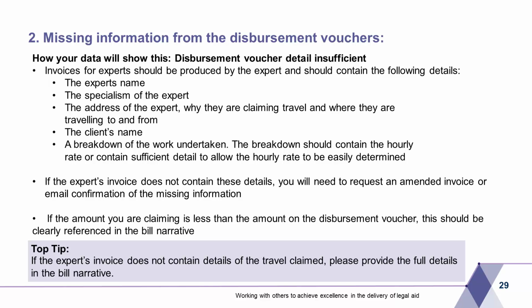If the amount you are claiming is less than the amount on the invoice or disbursement voucher, this should be clearly referenced in the bill narrative, or you could simply amend the document by hand if you wish. An example of where this might be appropriate is if an expert fee has been apportioned, but the apportionment isn't detailed on the expert's invoice, they've just invoiced the whole amount. If you are only paying a share of that fee, then we'd recommend that the invoice be annotated to show that there was an apportionment and the net fee as well as the VAT that you are claiming from the fund.